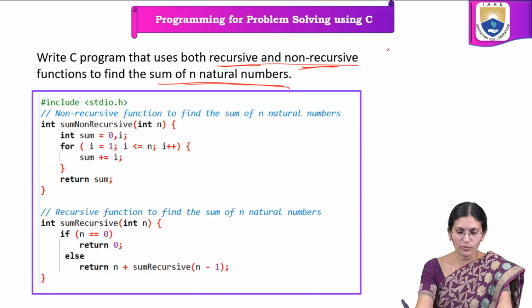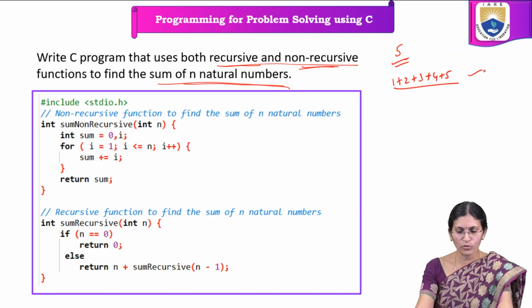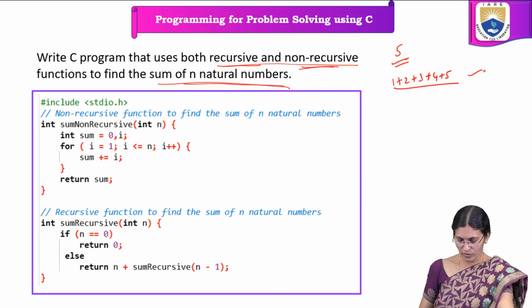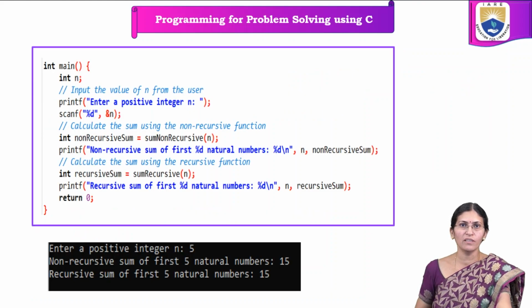Suppose the user is entering 5, so n is equal to 5. The sum should be 1 plus 2 plus 3 plus 4 plus 5. So by using both the recursive and non-recursive approach, whatever approach we use, the answer should be the same.